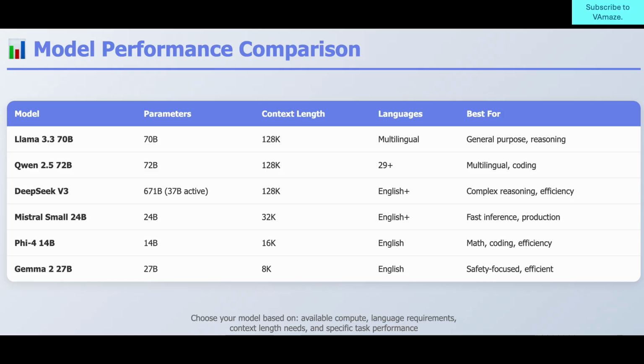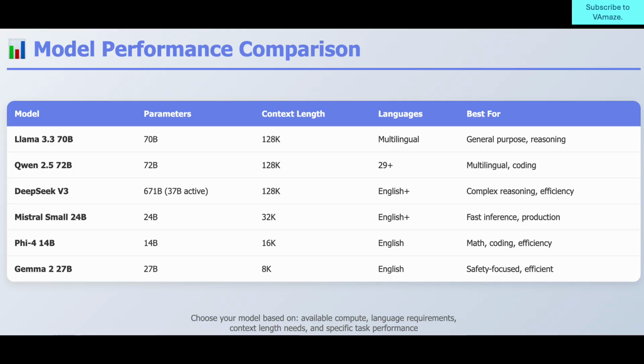Performance comparison. Let's compare models with hard data. Llama 3.3 70B offers 70 billion parameters with a 128K context length. Multilingual support and general-purpose excellence make it your default choice. Qwen 2.5 72B matches that with 72 billion parameters, also 128K context, but supports 29+ languages explicitly. The coding and multilingual performance is exceptional.